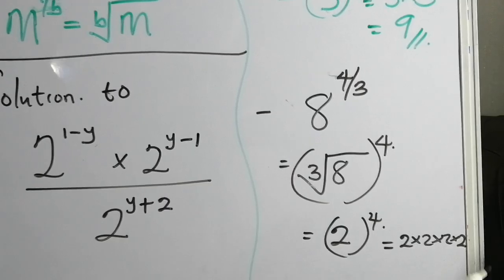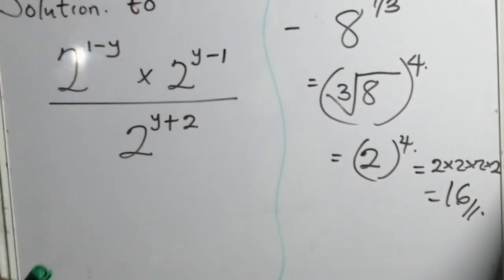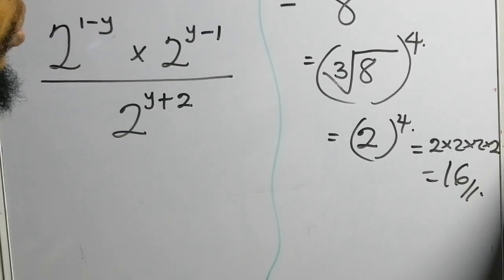So 2 times 2, 4, 4 times 2, 8, 8 times 2, what? So it means the answer here is what? 16. It's as simple as that. So it's just like chin chin and pure water.